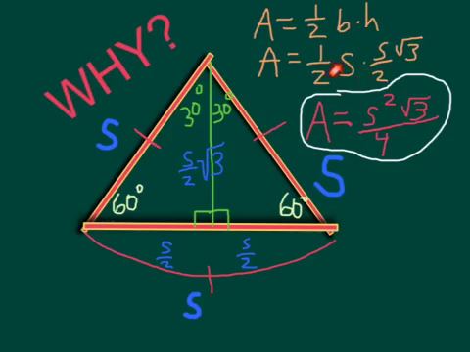And so if you take S times S, you get S squared. There's a couple 2's in the denominator. When you multiply them, you get 4, and the root 3 is there as well. So it's side squared root 3 over 4. Now, I don't want to have to do all this work. I mean, the side itself just looks crazy.